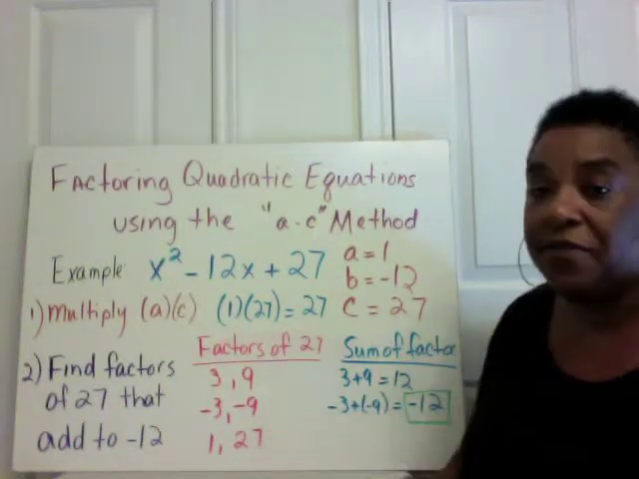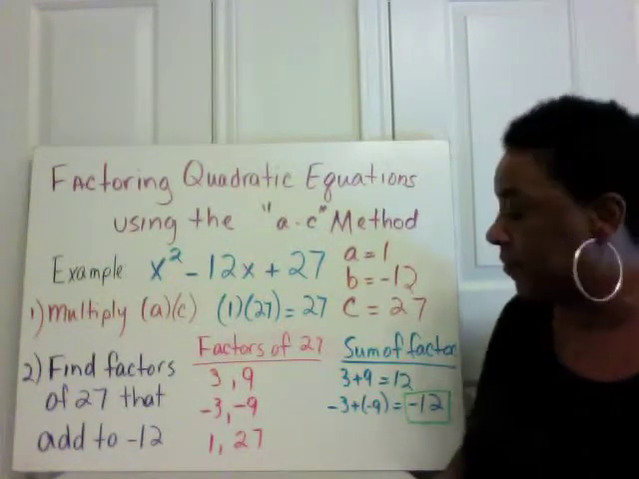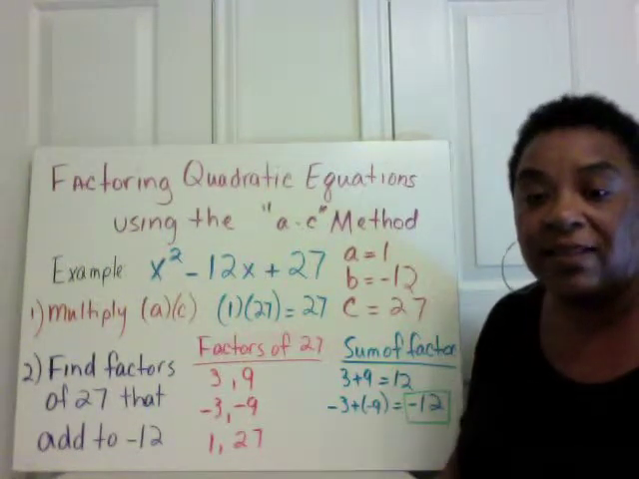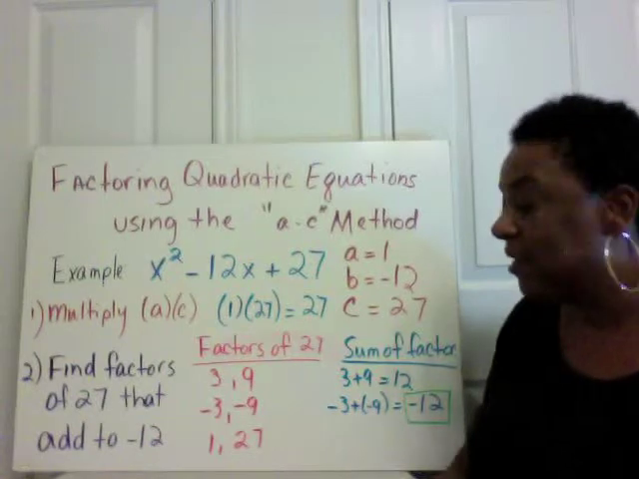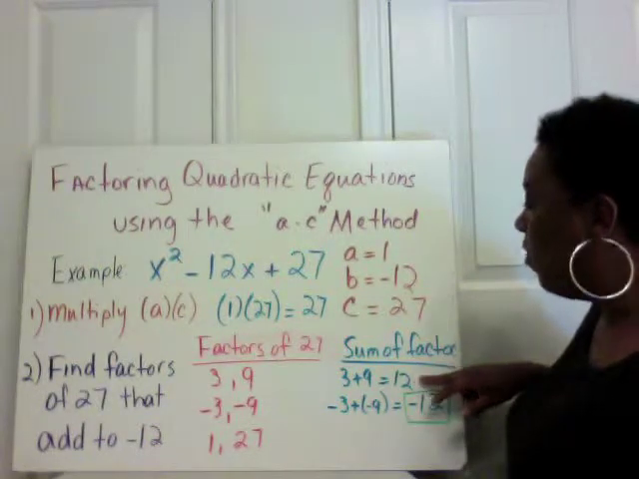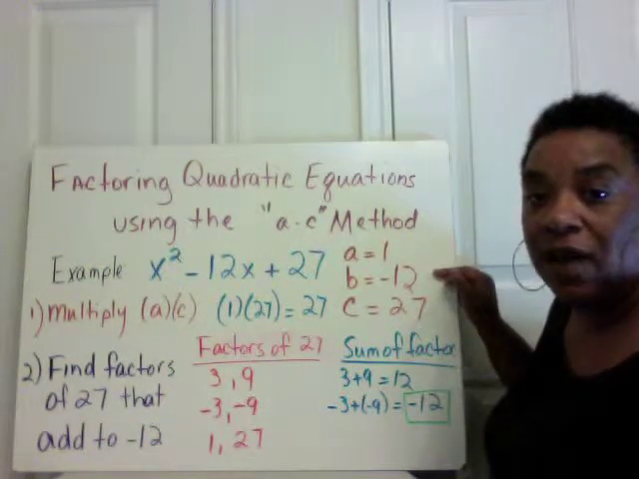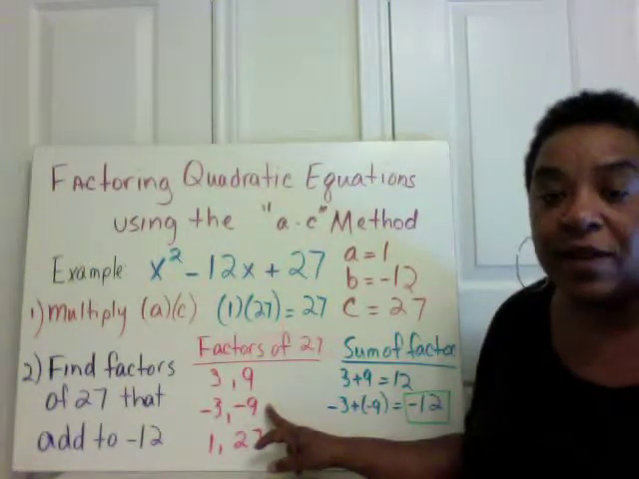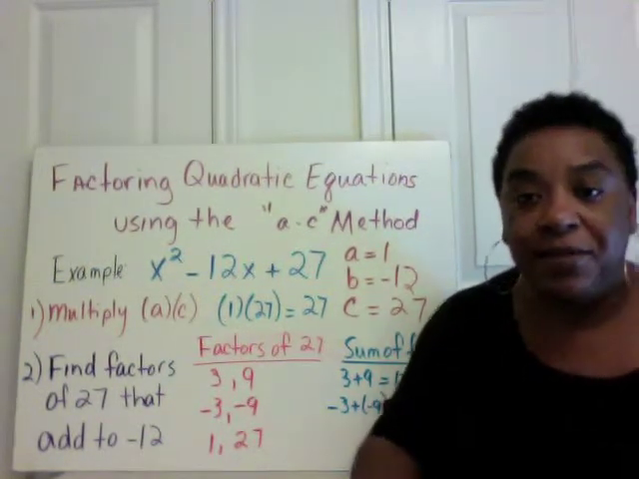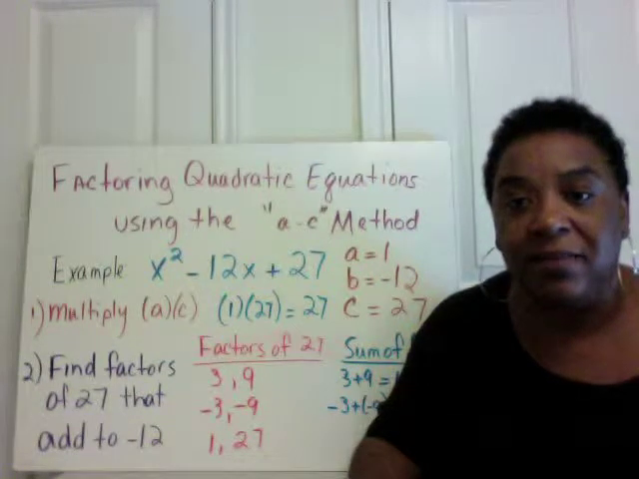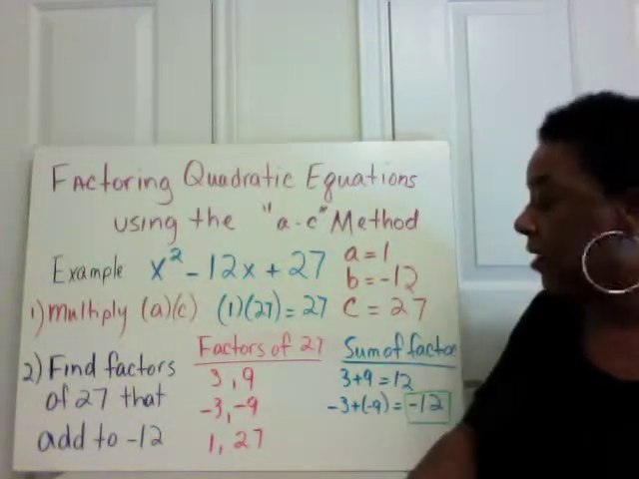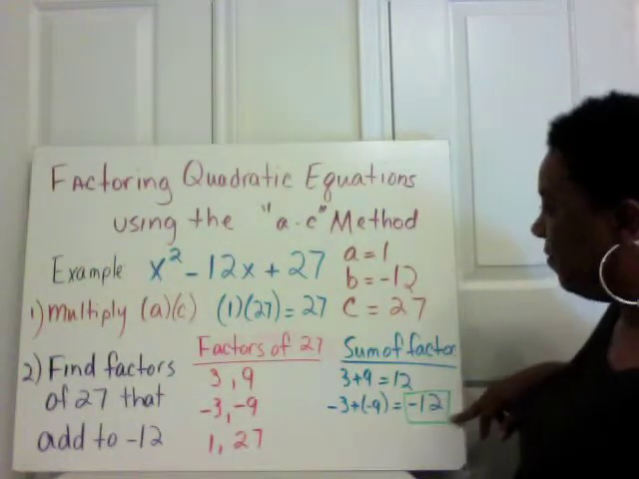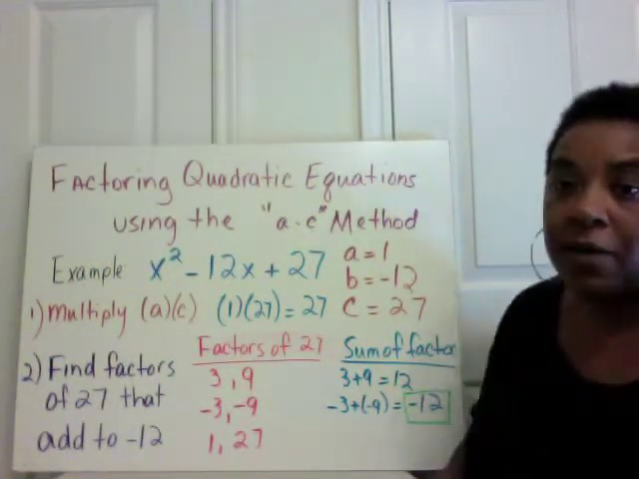So here are some of the factors of 27. We have 3 and 9. 3 times 9 is 27. 3 plus 9 equals 12, but 12 does not equal negative 12. Next, I have negative 3 and negative 9. Negative 3 times negative 9 is positive 27. And negative 3 plus negative 9 is negative 12, which is equal to our B value.